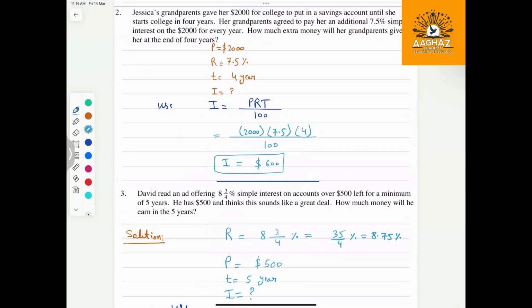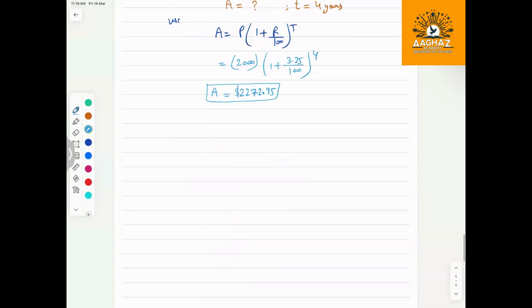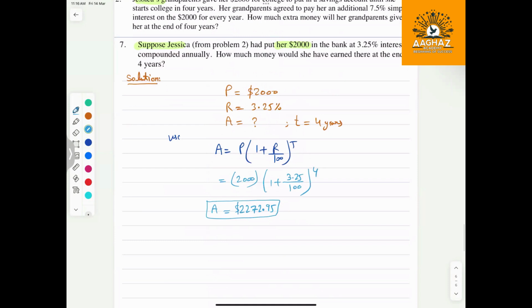This one is $600 in the case of simple interest, and with the same $2000 after 4 years, you will get $600. But here, after the 4 years, with the same amount, you can get $2272.95. Okay, so it's a compound interest. And you can see the difference between the compound interest and simple interest by taking time 2 years, 3 years, 4 years.